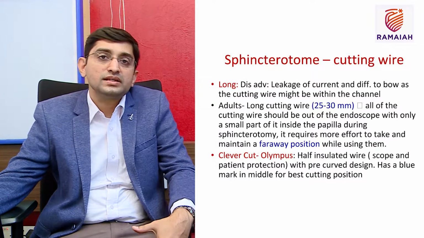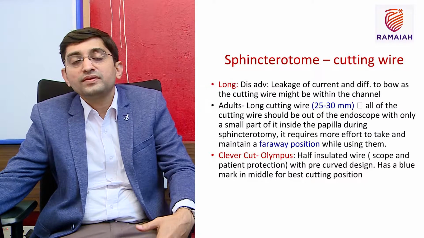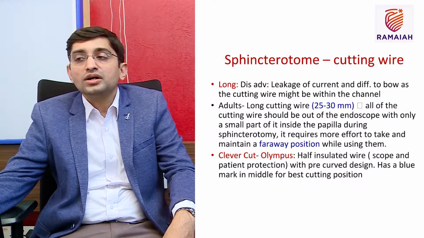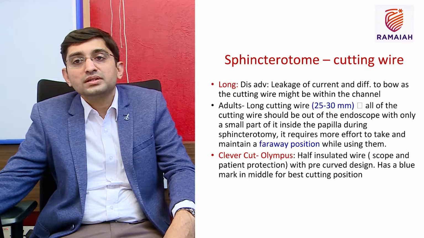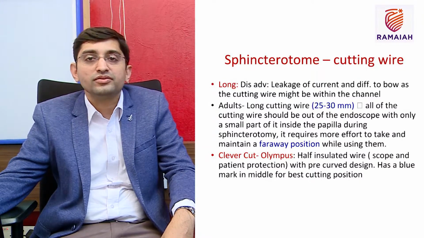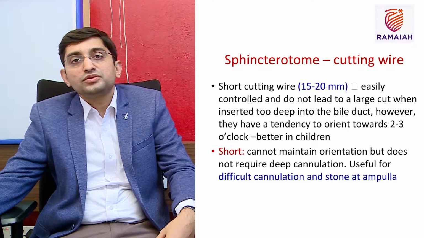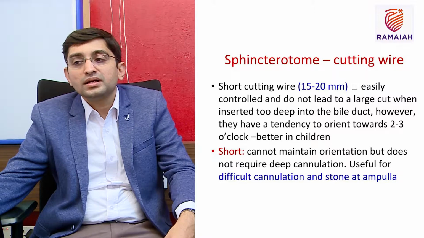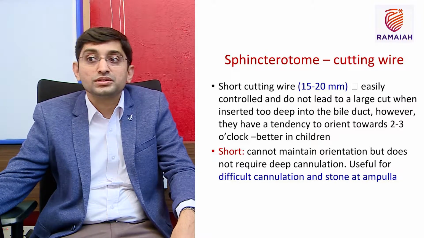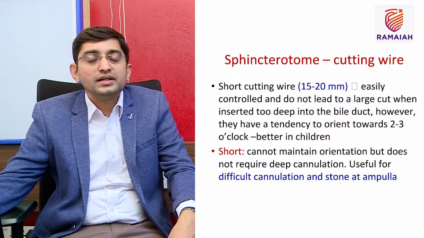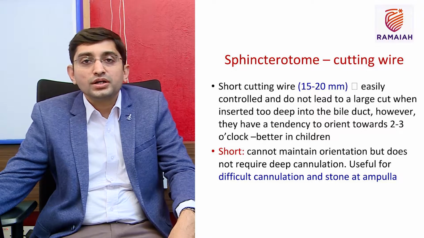So we should always do the cannulation a little far away from the ampulla. In adults, there will not be much of a problem, but whenever we are doing it in younger people or a person who is a little thin, the long cutting wire can be a problem, because the selective cannulation from a far away position of the scope might be a little difficult. So a short cutting wire of 2 centimeters is much easier, because the cannulation can be done whenever we are closer to the ampulla. Whenever there is a difficulty in cannulation, always use a short cutting wire.